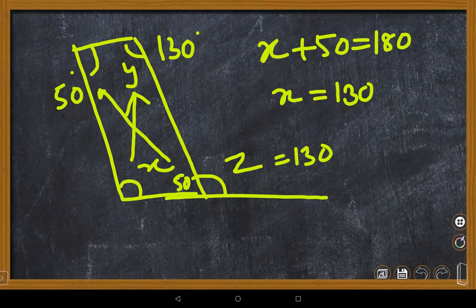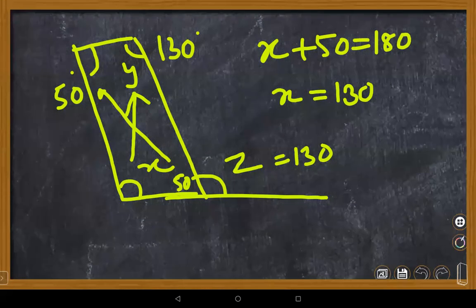Now opposite to the 50 angle is also 50. Then Z and 50 form a linear pair. One of our students said, ma'am, X and Z are corresponding angles. Corresponding angles are also equal. Very good. X and Z are corresponding angles, they both are equal. Any property, but you need to write.